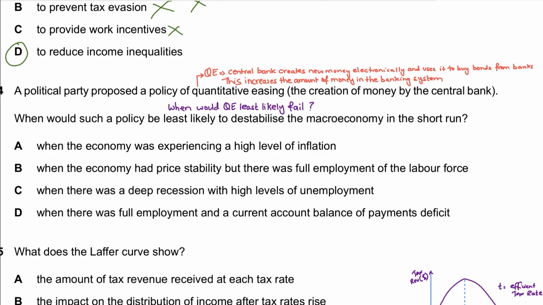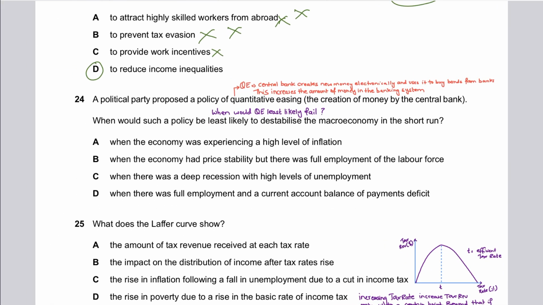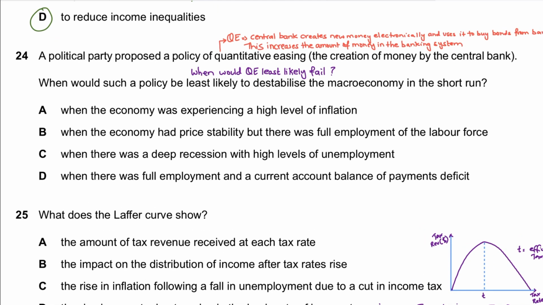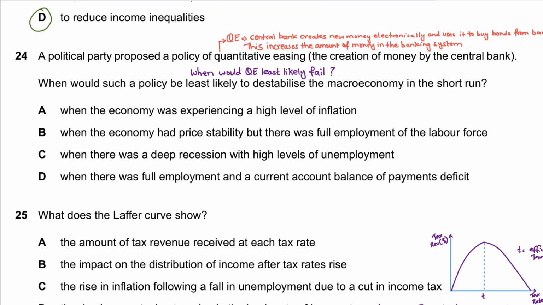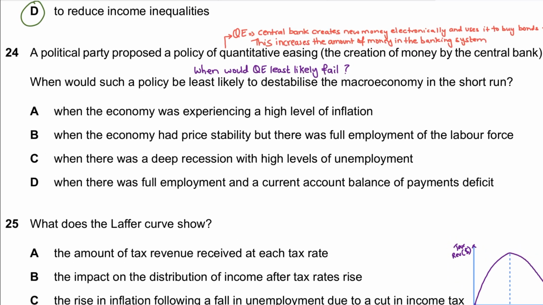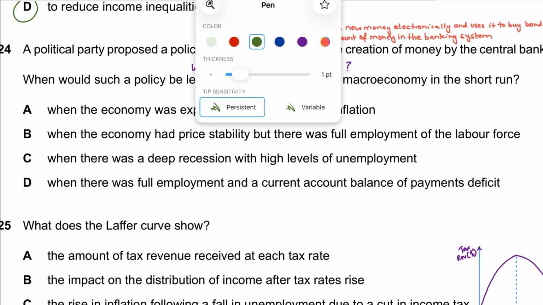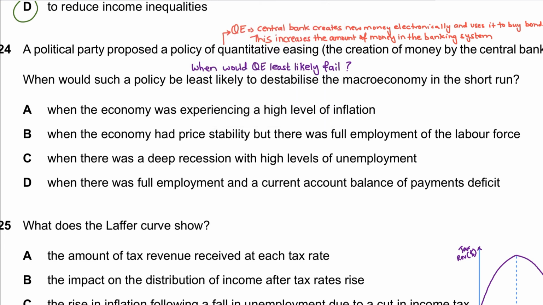Now coming to the question, what exactly would be the answer for this? The first option says when the economy was experiencing a high level of inflation. If the economy is experiencing a high level of inflation, then it means the economy is already nearing or at full capacity. And if it creates new money through quantitative easing, it will create further inflation.